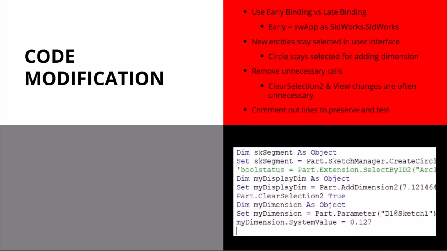Now, if you're ever not sure if it's safe to remove, we can always comment the lines out with an apostrophe and run through the debugger. That way, if things go sideways, we can always uncomment it and bring that line of code back.